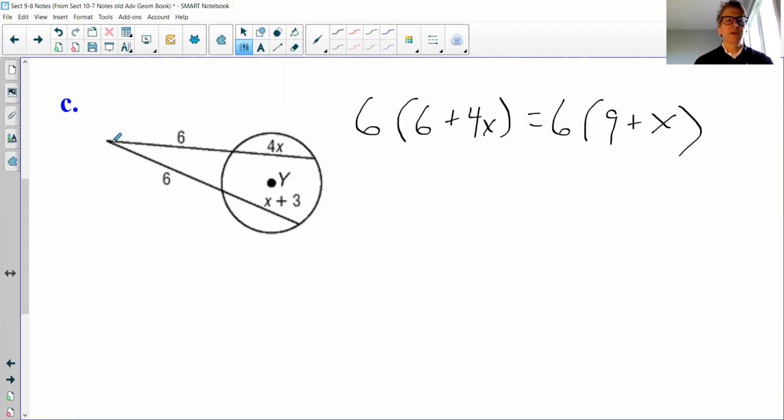Okay, so you have the 6 is the external part. And then the whole part is 6 plus x plus 3, which is x plus 9, or 9 plus x. Okay, so make sure you note that.